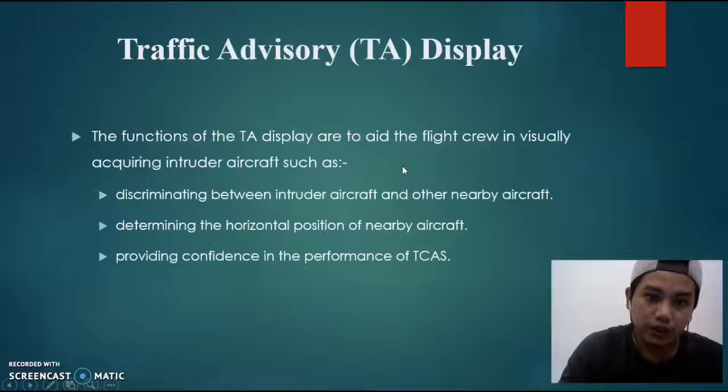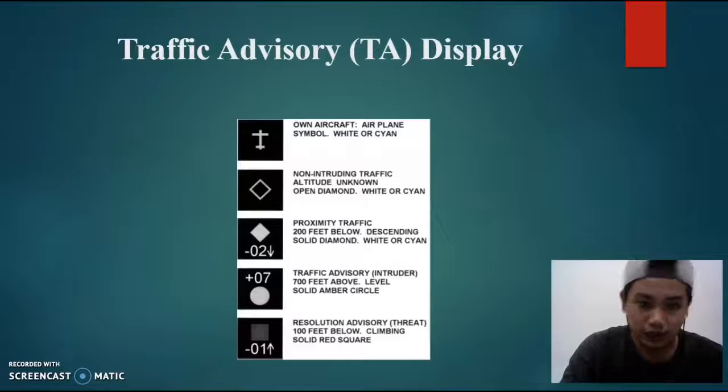For the first one, traffic advisory (TA) display. The functions of the TA display are to aid the flight crew in visually acquiring intruder aircraft, such as discriminating between intruder aircraft and other nearby aircraft. Second, determining the horizontal position of nearby aircraft. Third one is providing confidence in the performance of TCAS. So this is an example of the symbols.